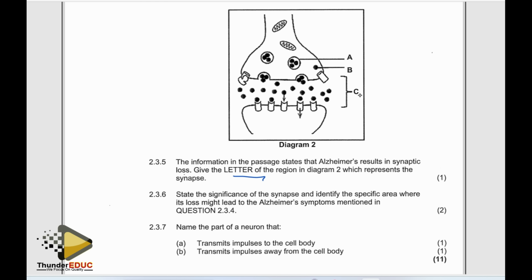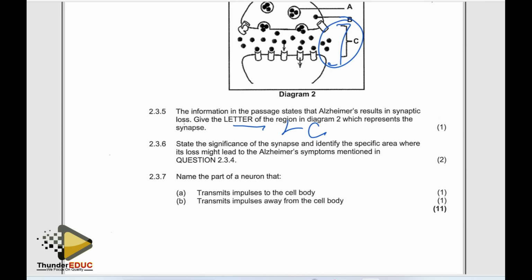Now we said a synapse, the whole thing is supposed to be a synapse. But we say that this small space between two neurons is a junction between two neurons. So I shall say that C, this small space, is what is called a synapse. So in this case, we're going to say that it's C.